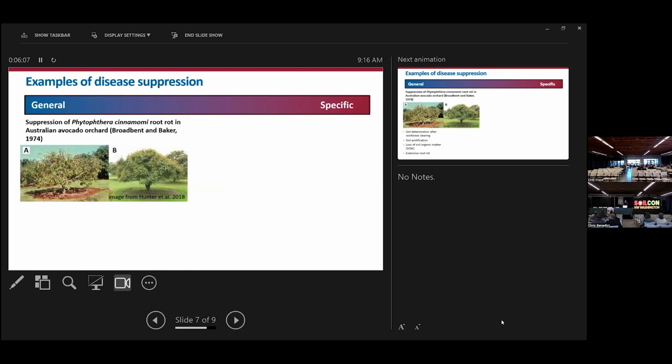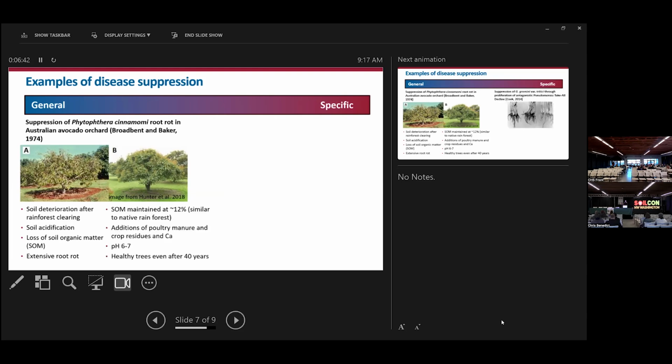On the general side, there's a classic example of Phytophthora cinnamomi root rot in Australian avocado orchards that was shown to suppress Phytophthora root rot. This is in a rainforest situation, so a very wet climate that tends to favor this pathogen. But in areas where the rainforest had been cleared and avocado orchards had been planted, there was a lot of soil deterioration, soil acidification, loss of soil organic matter, and that brought on extensive root rot.